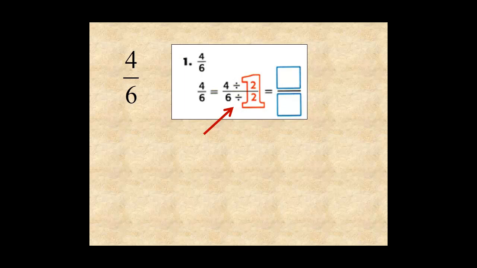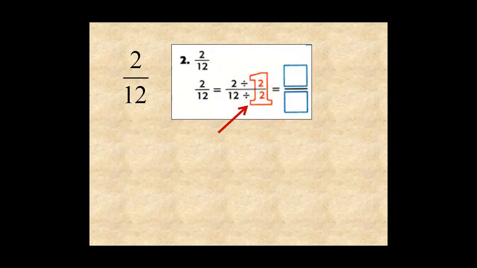In guided practice 1, to simplify the fraction 4 over 6, divide out the GCF of 2, and the equivalent fraction is 2 over 3. In guided practice 2, to simplify the fraction 2 over 12, divide out the GCF of 2, and the equivalent fraction is 1 over 6.